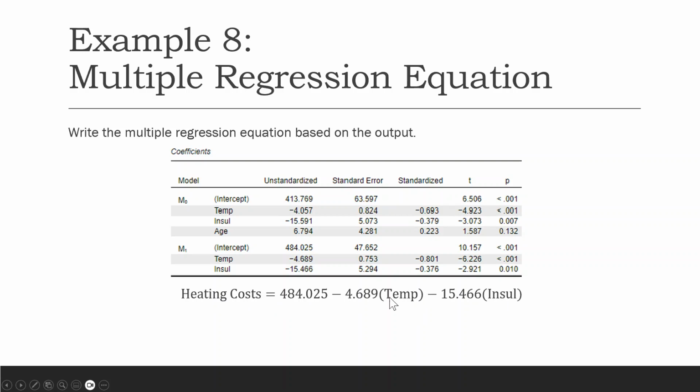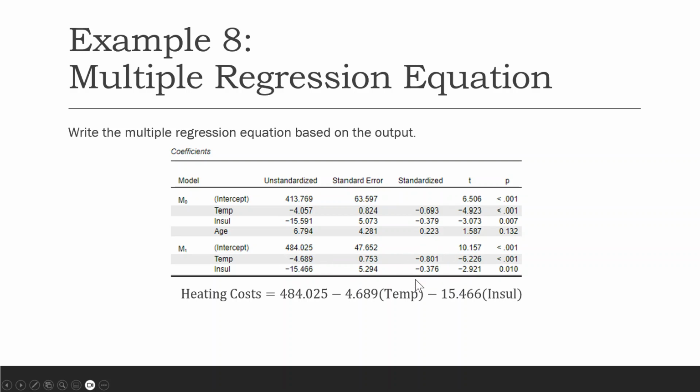So if I have a temperature and an insulation number, I can plug them into this equation and it can help me predict the heating cost. And that's something I can use year after year. Or it may be something I'll use in January and for the rest of the season. Or I can collect data and use it to make predictions later. All right, that's using our unstandardized coefficients.